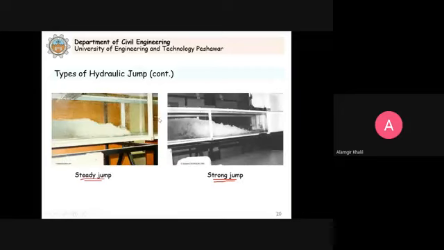So now in this case, as we were discussing, you asked a question: what type of jump is it? Visually, it's not easy to tell what type of jump this is. So we have to check the characteristics, and based on that, we can determine what type of jump it is. Clear? Okay. Next is important, that is the length of the hydraulic jump.